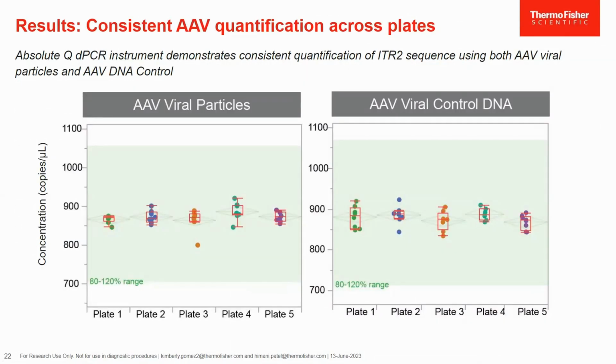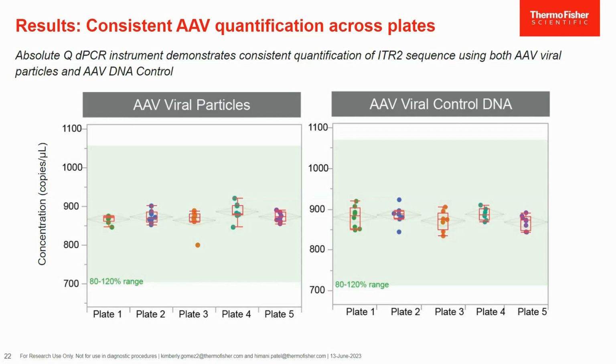Looking at our results, we'll start with the left graph, where we are looking at our ITR concentration of AAV particles across 5 plates. Our samples here are tested at 1 concentration. As you can see, our data points fall well within that 80 to 120 range of percent recovery, and our percent CVs are low. The highest percent CV for 1 plate is 3%. So we fall well below the 15% acceptance criteria.